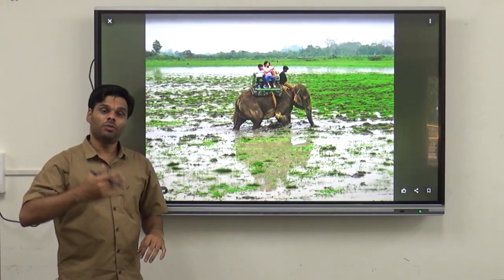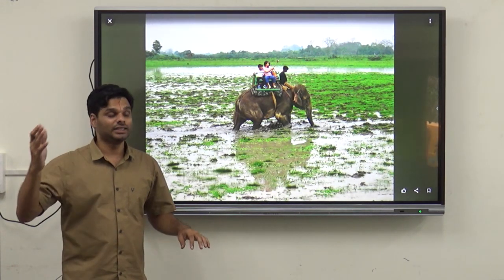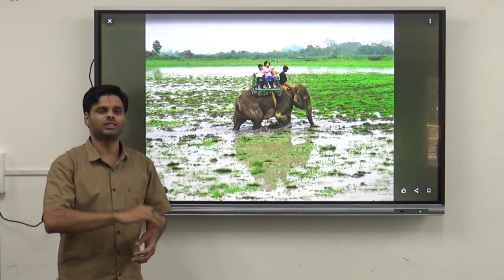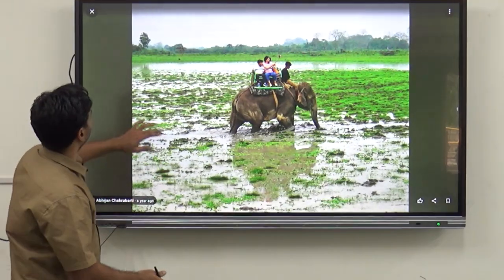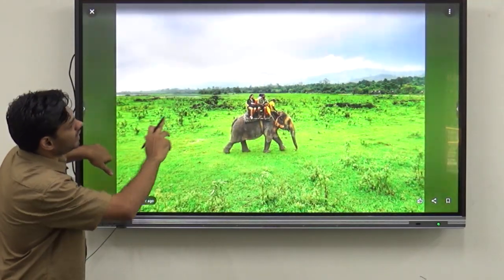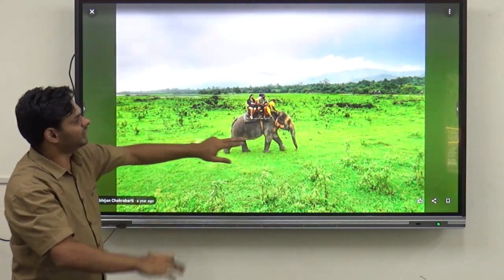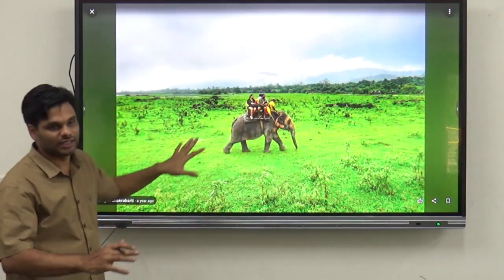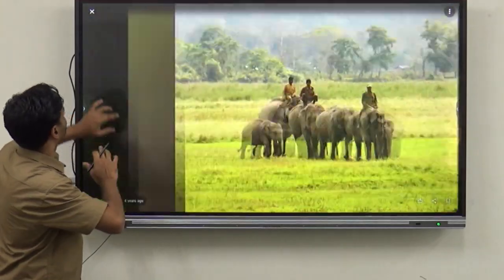And you will also see one more feature of Kaziranga National Park, that these are largely plains. So you will find a lot of grasslands. All of these are grasslands only. And you will see some deciduous forests, some deciduous forests splattered around.